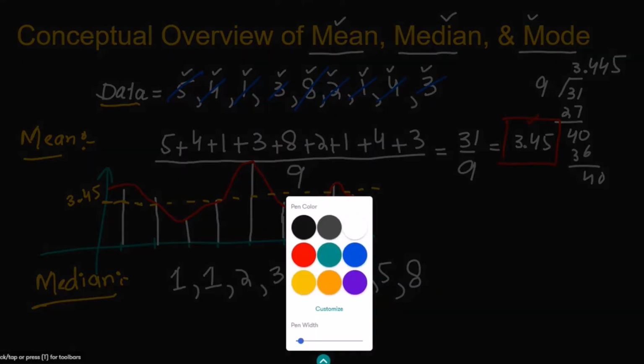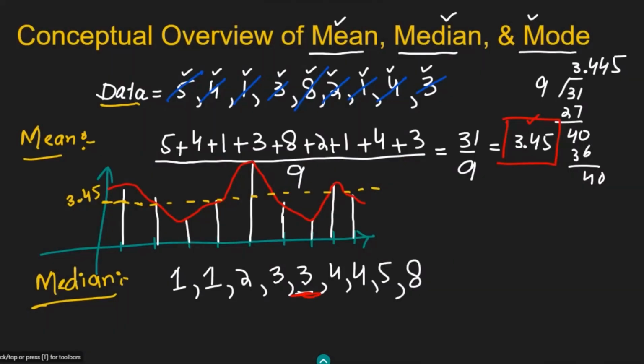So let me use another color, red, so we can see that these 3 and 4 values are at the left side of it, and there are also 4 values at the right side of it. So this 3 is basically what is called the median value. So this is the median of the values, and in this case we have odd numbers.